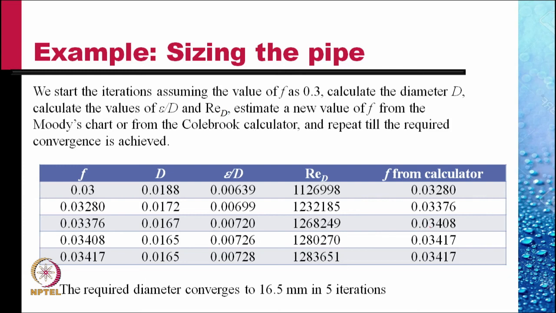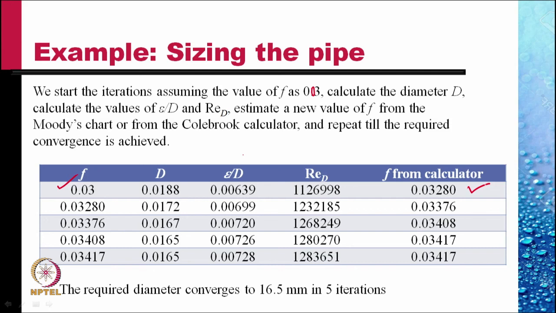So now we are ready to start iteration. We start iteration assuming the value of f as 0.03, calculate the diameter D, calculate the value of epsilon by D and Re D, estimate a new value of f from the Moody's chart or from the Colebrook calculator, and repeat till the required convergence is achieved. So we start from f equal to 0.03, and we get f from calculator as 0.03280. These calculations can be done very easily on a spreadsheet like Excel with formula embedded, so that the repeated calculation do not take much time.